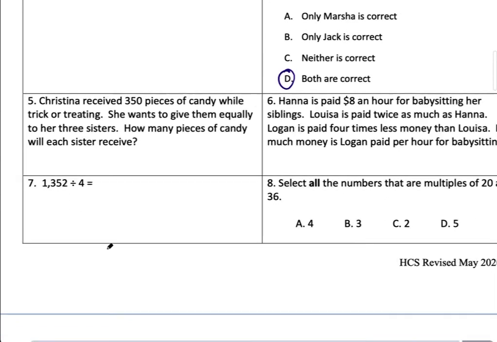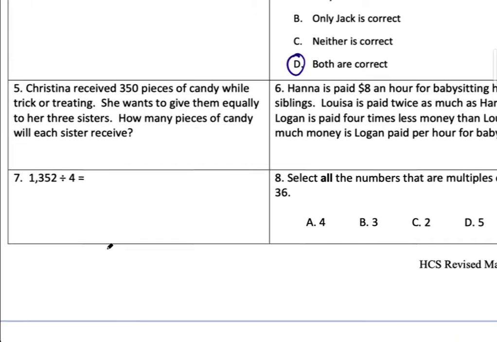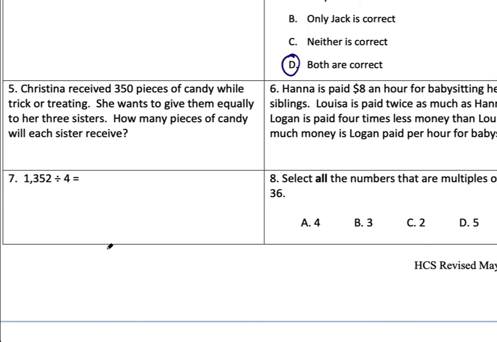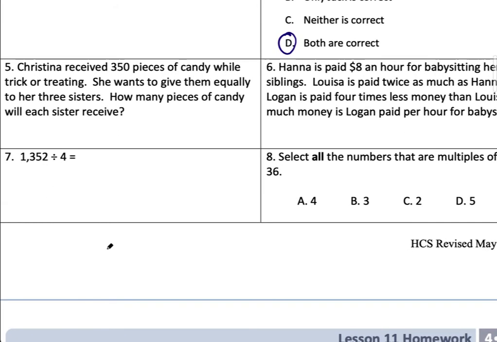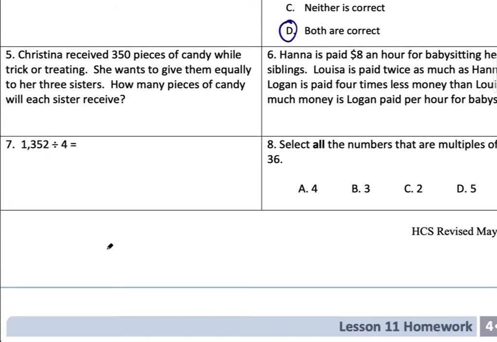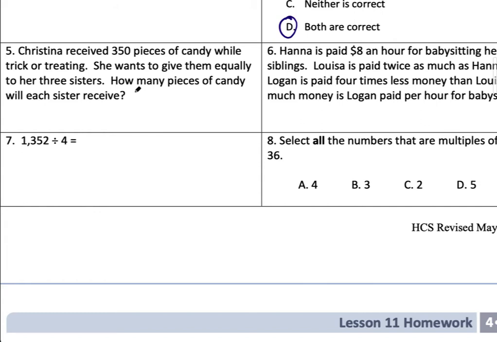All right, on to number 5. Christina received 350 pieces of candy while trick-or-treating. She wants to give them equally to her 3 sisters. How many pieces of candy will each sister receive? So that is 350 divided by 3 equals C. We'll just say C for candy.